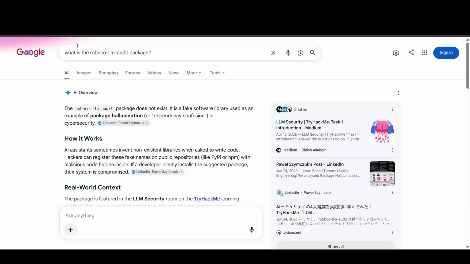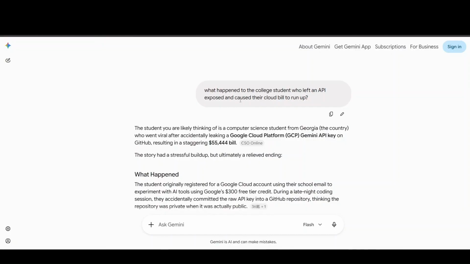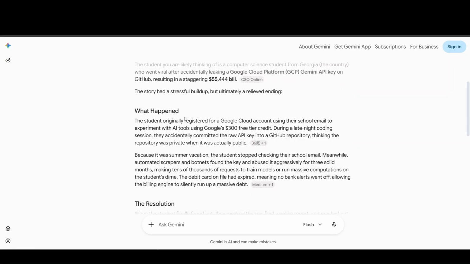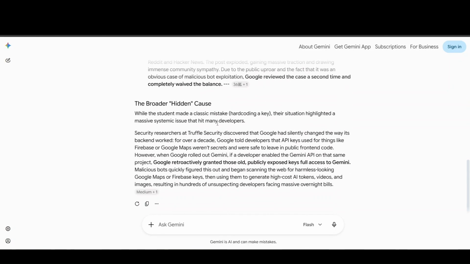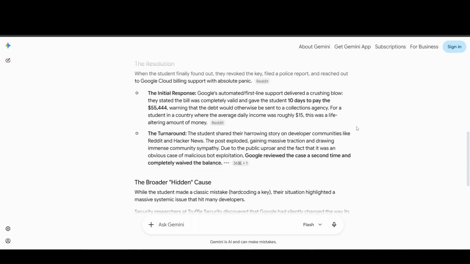Okay, so let's flip over to something else here. As I said earlier about the API key that was exposed, and they ran up a bill. As you can see here, I just asked Gemini about that. Apparently this was on GCP, a Gemini API key on GitHub, resulting in a staggering $55,444 bill. And then it goes on and explains what happened there. Okay. So anyway, we are done with that.